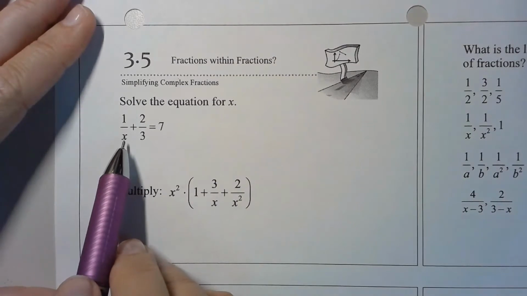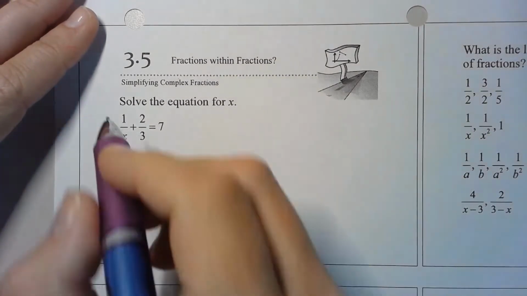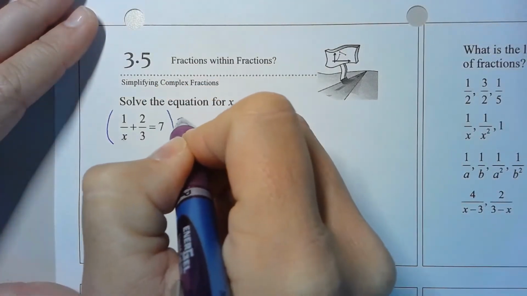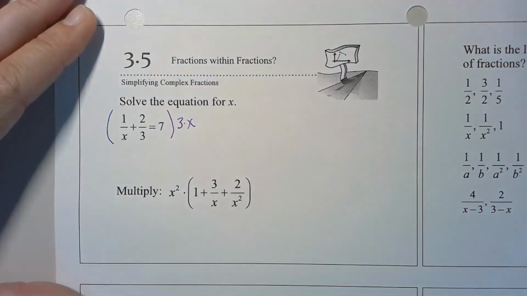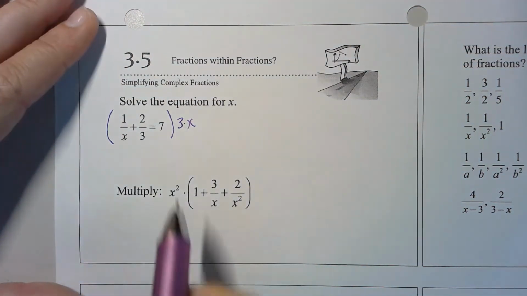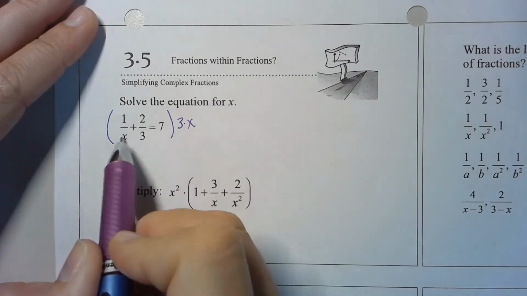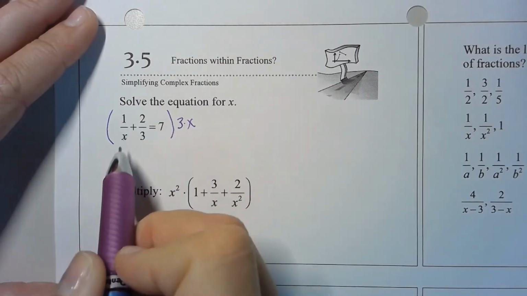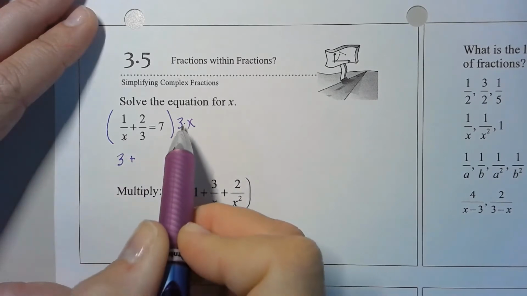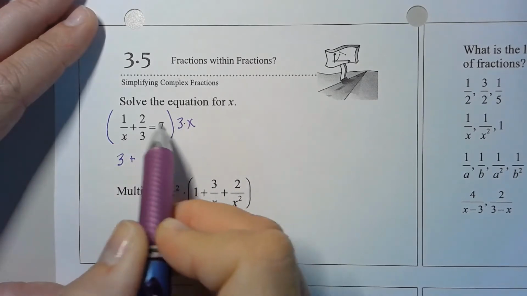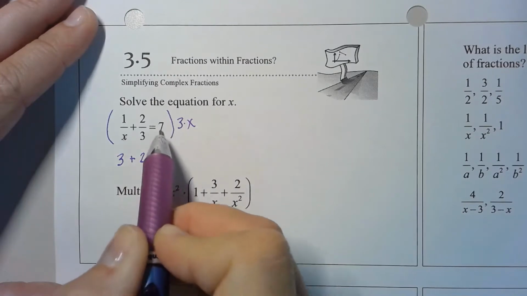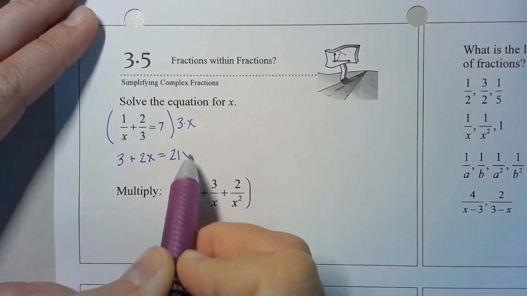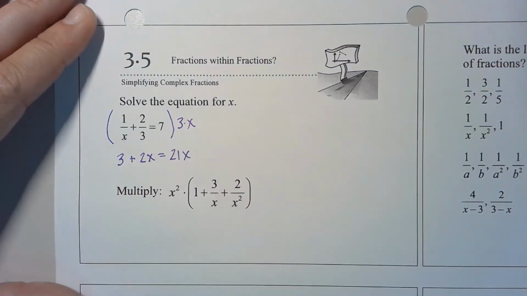So if I have a denominator of x and a denominator of 3, I could go in and multiply by both of those. Everything is going to get multiplied by 3x. So let's see, here I have an x on top and an x on bottom, so those cancel. I'm left with 1 times 3. Here my 3's will cancel, and I'll be left with 2x. And then over here, I'm going to get 21x. So with one step, I no longer have any fractions.